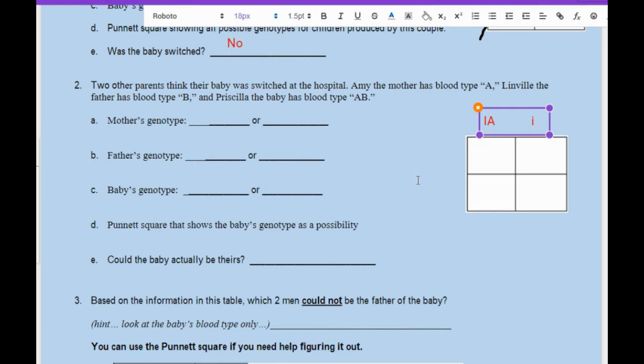Linville, the father, has type B. Once again, I'm gonna make him heterozygous. Big I B, little i. And I'll go ahead and do it. All right, so let's fill it in. I really only need to fill in because the baby is type AB. So I just need to see if this is their baby. And right here, big I A, big I B. And there's your type AB.